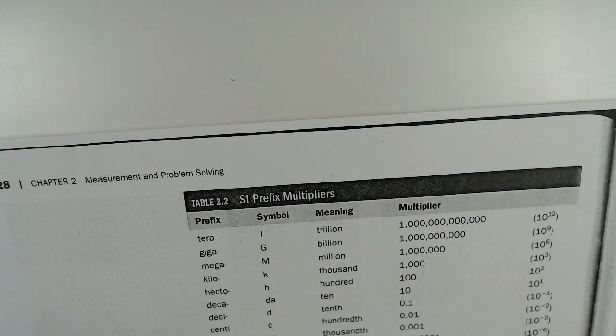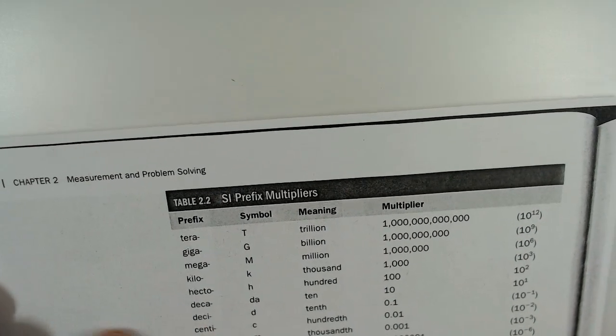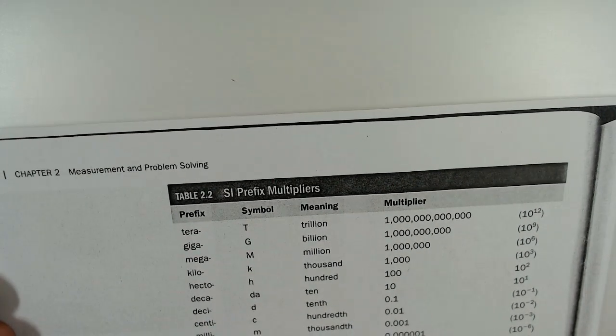Don't quote me on this. I had the version of the book from last semester, and I just changed it this semester, and I didn't bother getting a new one because it's the same book. So in chapter 2, you should have this table.